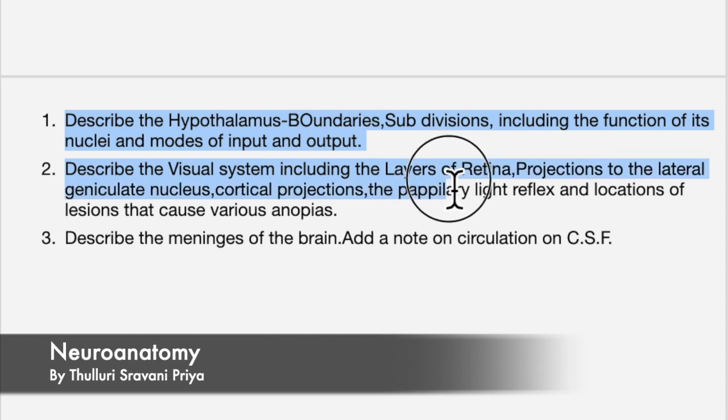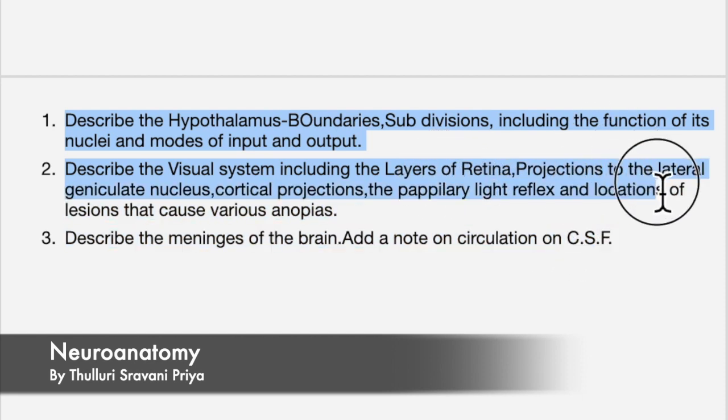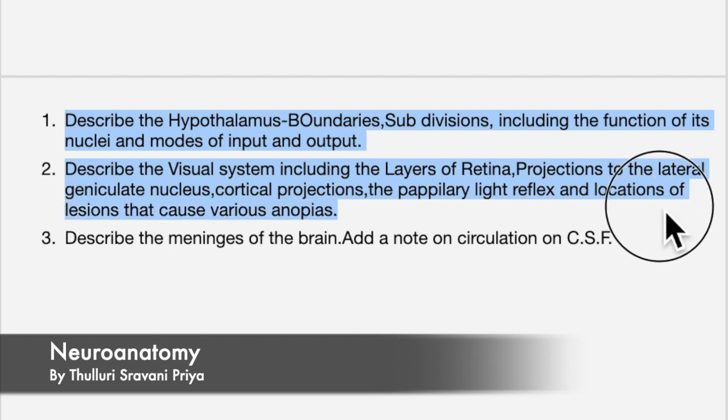Next one is visual system including the layers of retina, projection to the lateral geniculate nucleus, cortical projections, pupillary light reflex, locations of lesions that cause various anopias. This question is previously asked question, so don't skip this question.